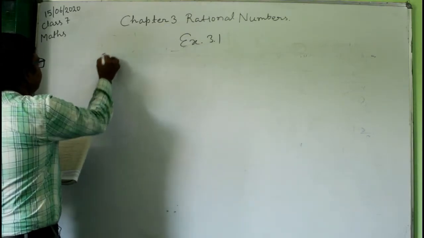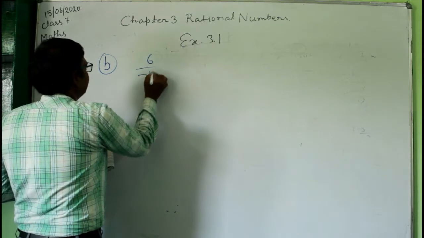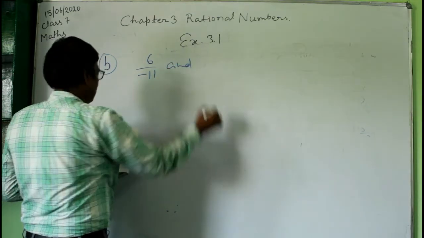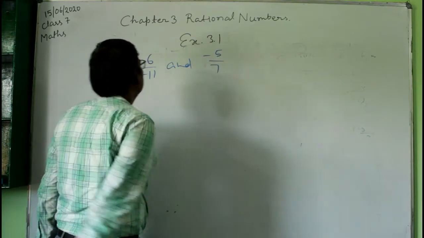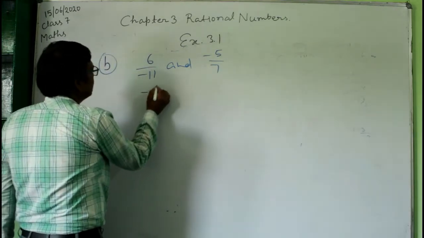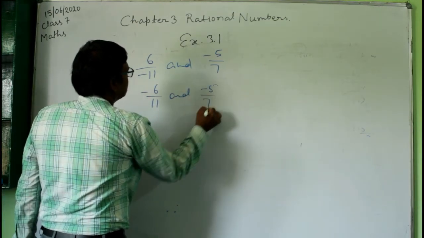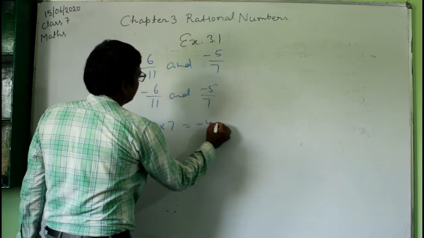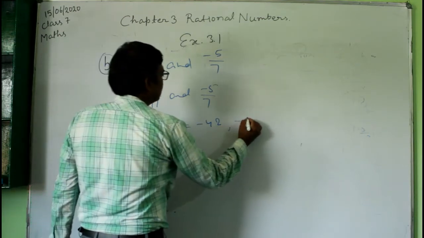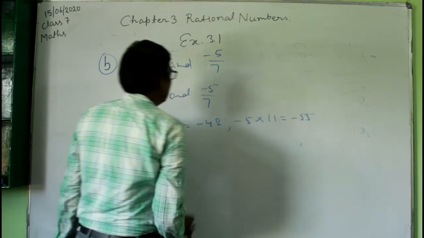Question number B, 6 by minus 11 and minus 5 by 7. So here you can write this as minus 6 by 11 and minus 5 by 7. Now here see minus 6 into 7 equal to minus 42 and minus 5 into 11 is equal to minus 55.